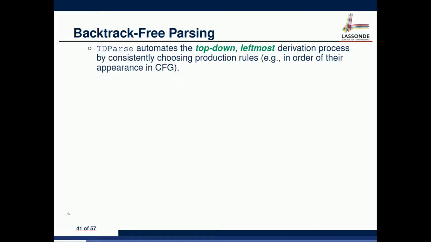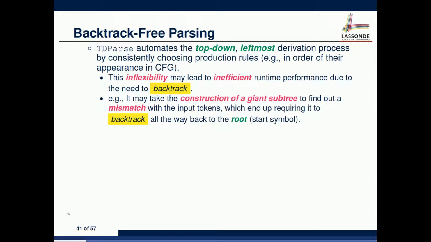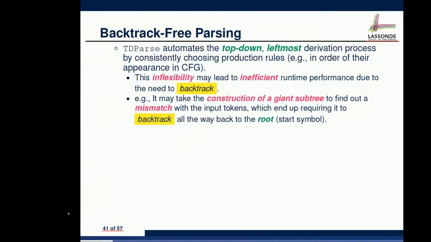Okay, so now we talk about backtrack-free parsing. Basically, this slide we already went over last time. The rationale of having a backtrack-free grammar for you to do the parsing is that you want to make sure that when you make choices about choosing derivations. For example, again, let me just very briefly sketch.